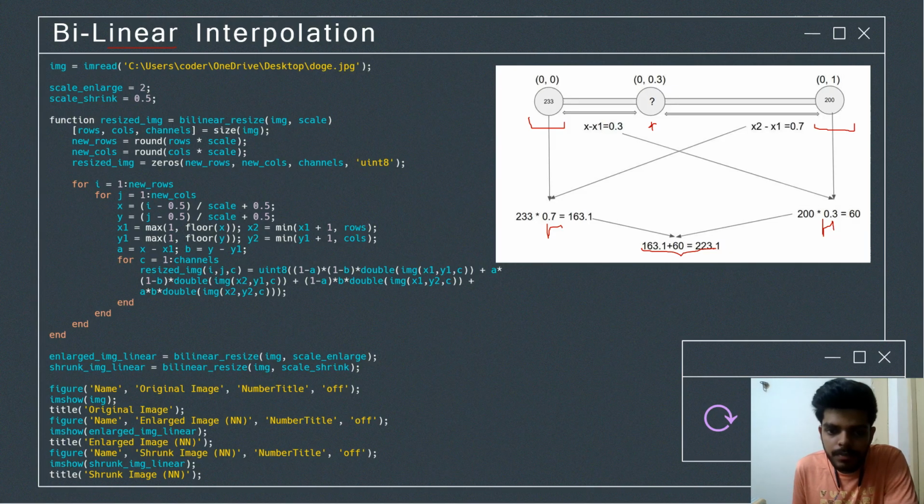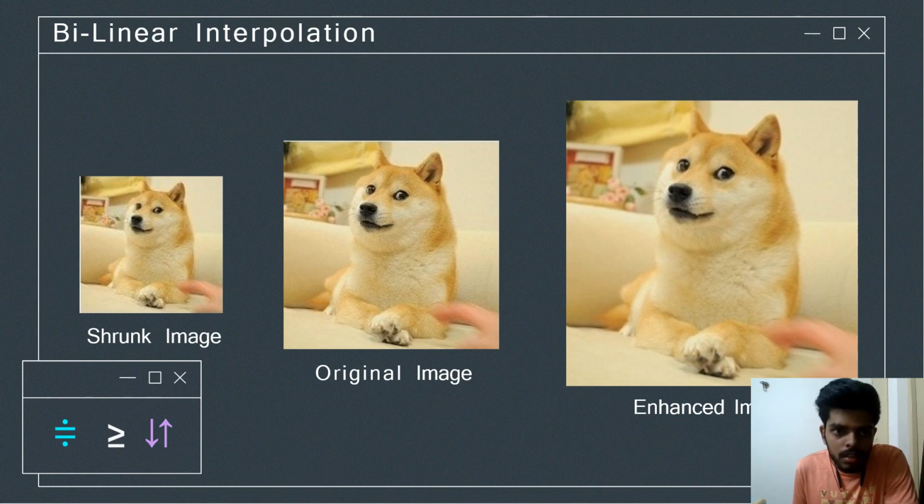Let's move ahead. This is the result for bilinear interpolation. Here we have used the same image, that is a 600 by 600 image, and upscaled it by a factor of 2 and downscaled it by a factor of 2. So we will compare all the results at the end.